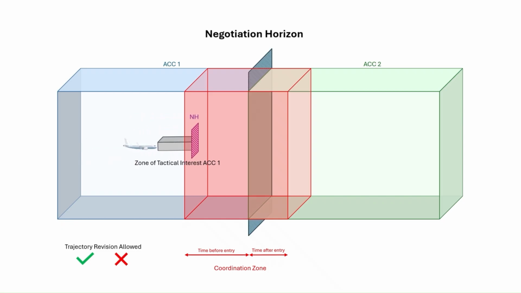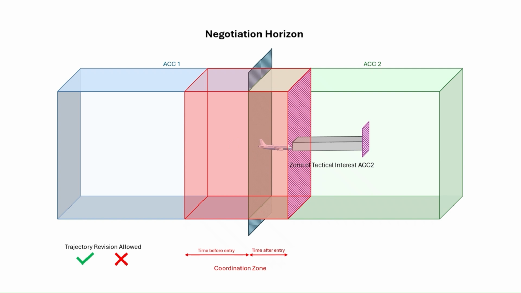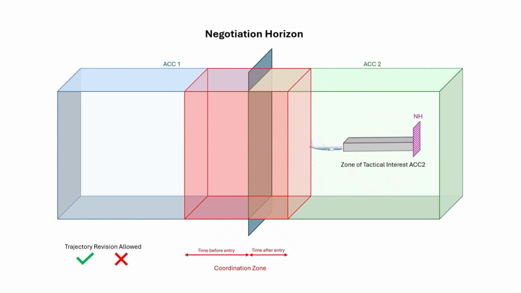The negotiation horizon is determined by the aircraft's position. Inside an ACC, it will be the end of its ZOTI. When the ZOTI overlaps with the coordination zone, the negotiation horizon will be the most critical one, meaning the latest in time.